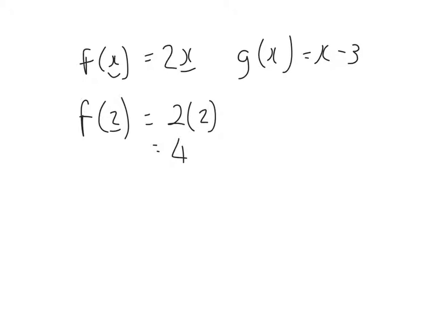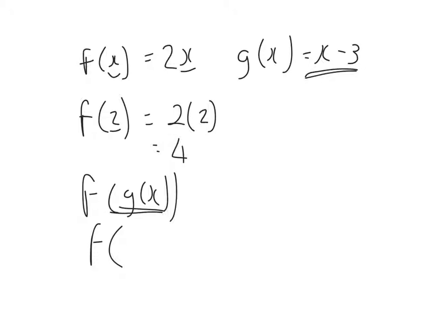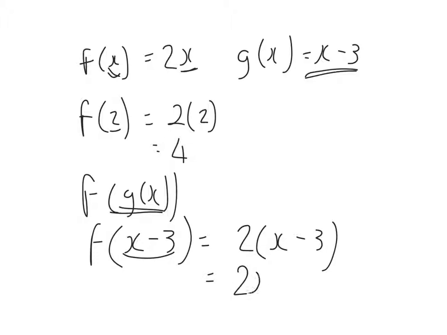Next one I'm looking for is f of g of x. Well, g of x is equal to x minus 3, so that's f of x minus 3. Again, the f function is whatever's in the bracket, write it down and double it. And that'll give me 2x minus 6.